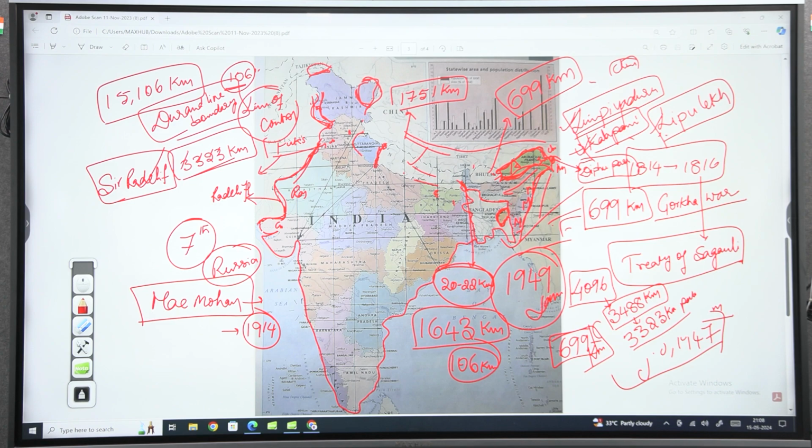I'll repeat. In Uttarakhand, those areas are Limpiyadhura, Lipulekh and Kalapani. Those are the dispute areas. Part of Kashmir is still under the control of Pakistan. That Pakistan-controlled Kashmir is known as Pakistan Occupied Kashmir. No, Kazakhstan is not sharing its border with India.